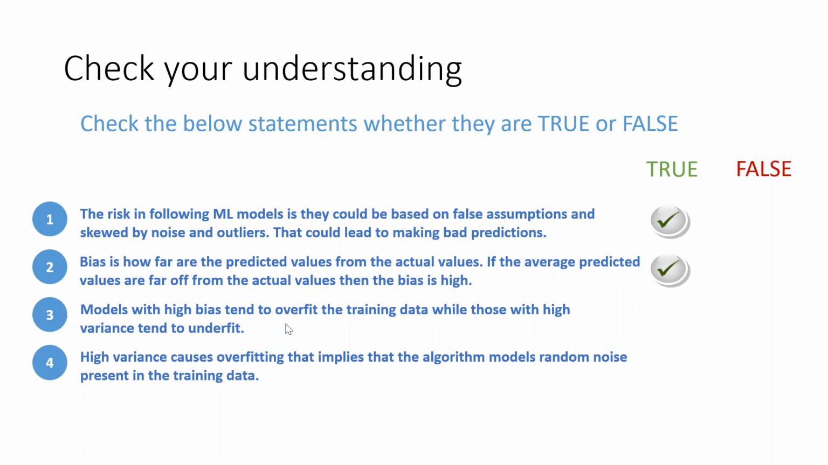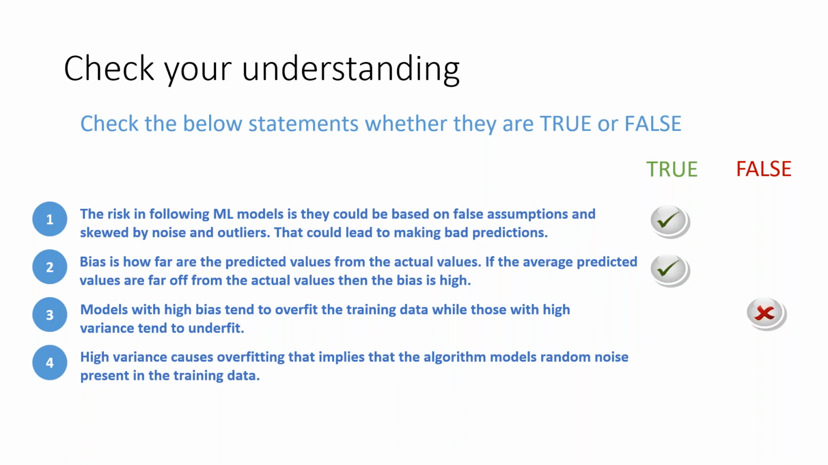Models with high bias tend to overfit the training data, while those with high variance tend to underfit. True or false? False. Yeah, it is the opposite actually. Models with high bias tend to underfit, and models with high variance tend to overfit. That is the true answer. So it's false. You are right.